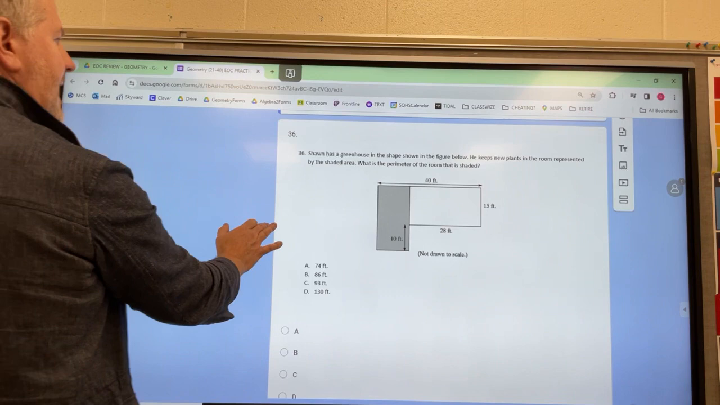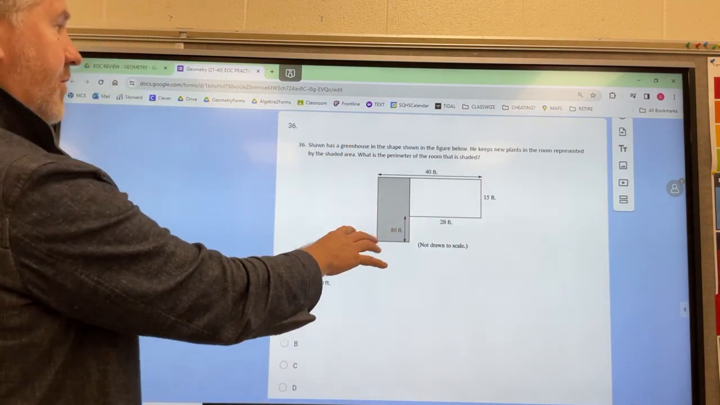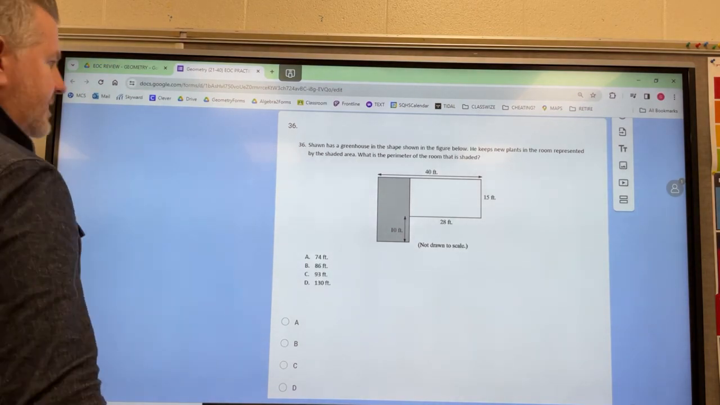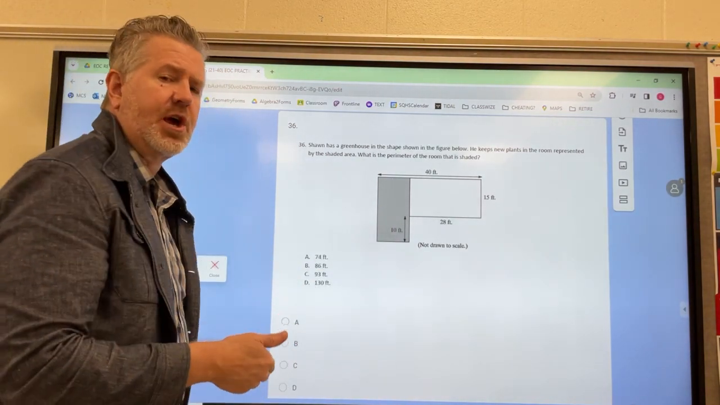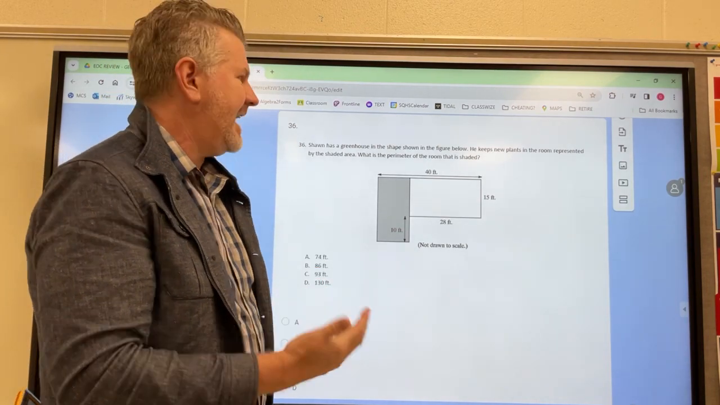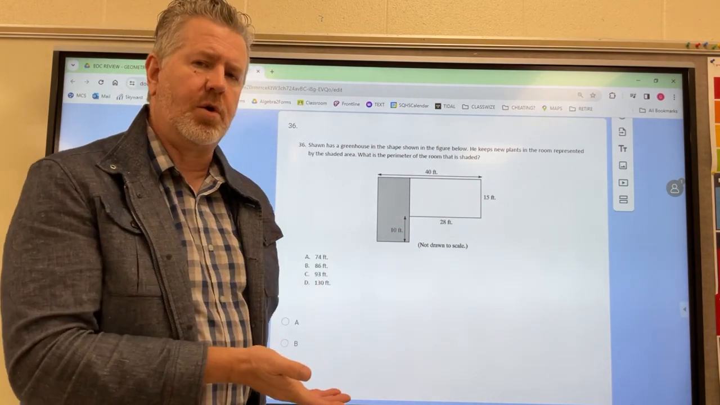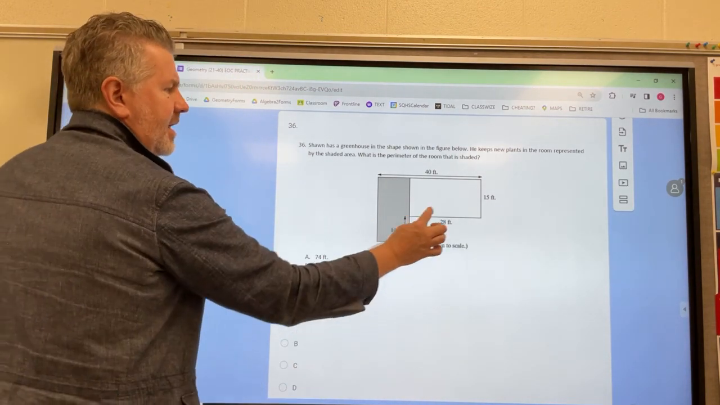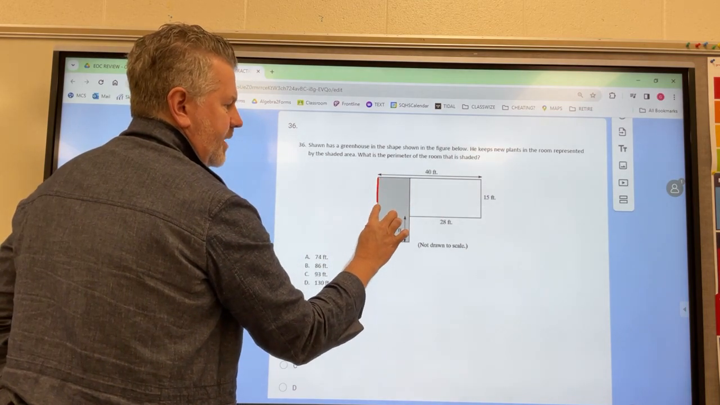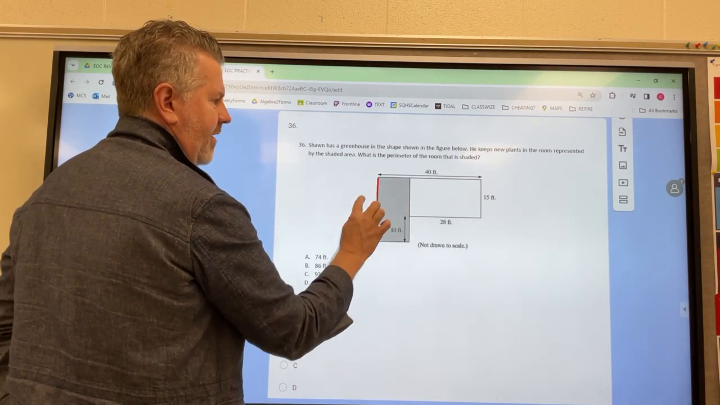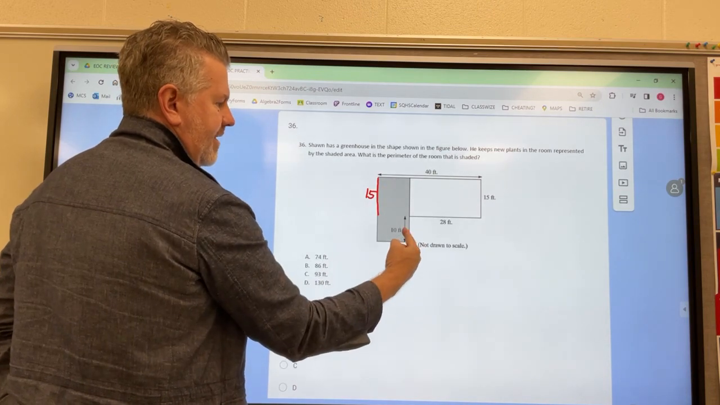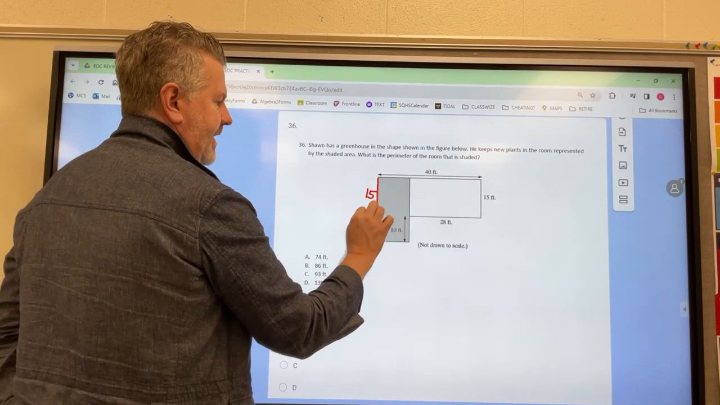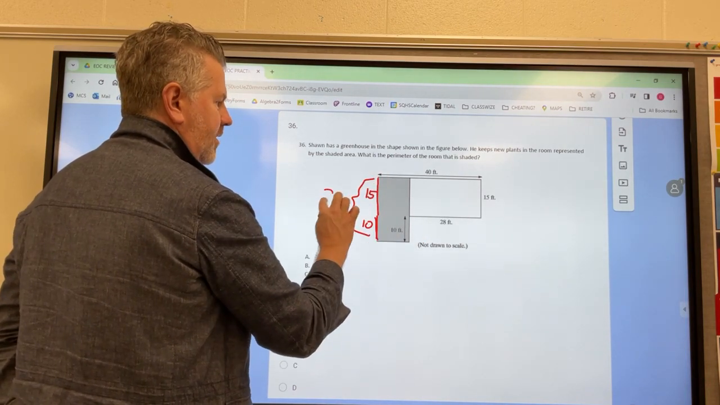Sean has a greenhouse in the shape shown in the figure below. He keeps new plants in the room represented by the shaded area. What is the perimeter of the room that is shaded? This is not a bad problem at all. You just have to look at your verticals and your horizontals, because if it's rectangular rooms, then you know that the opposites are parallel and opposite sides are equal and that sort of thing. So that means that this part, if we were just to come down to that far, is 15. And we know that this part is 10, because this is 10. So that whole side then is 25.